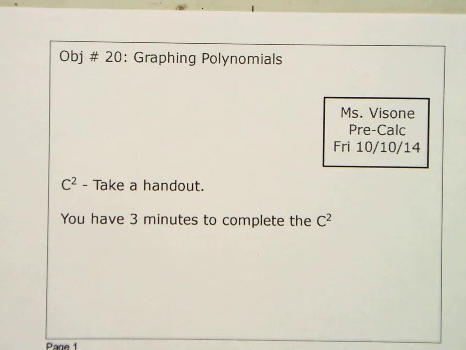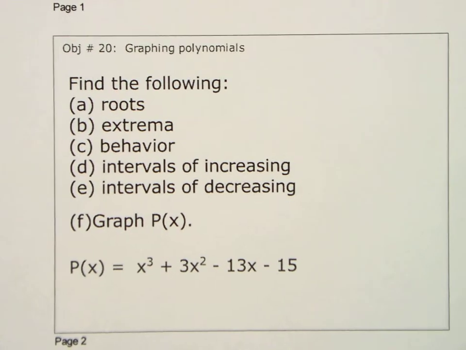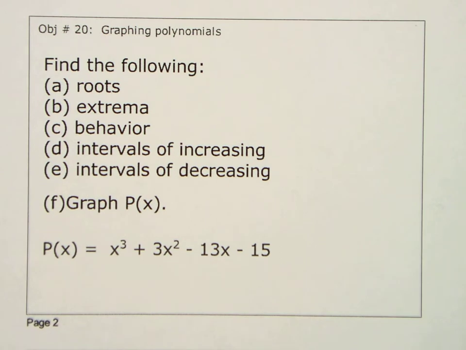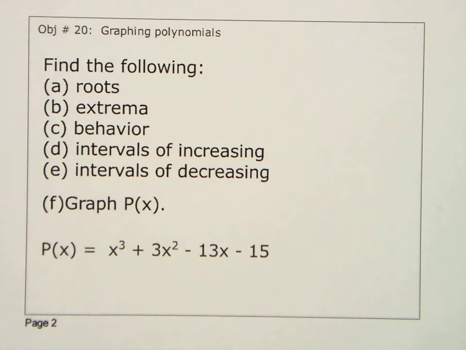Okay, so we're going to take finding the roots of problems we can't factor, and we're actually going to graph them now. We're not doing anything new today. We're taking those two lessons, those two topics that we've been working on, and putting them together. So we're going to find the roots, extrema, behavior, intervals of increasing and decreasing, and graphing. All right, so let's start with x cubed plus 3x squared minus 13x minus 15.